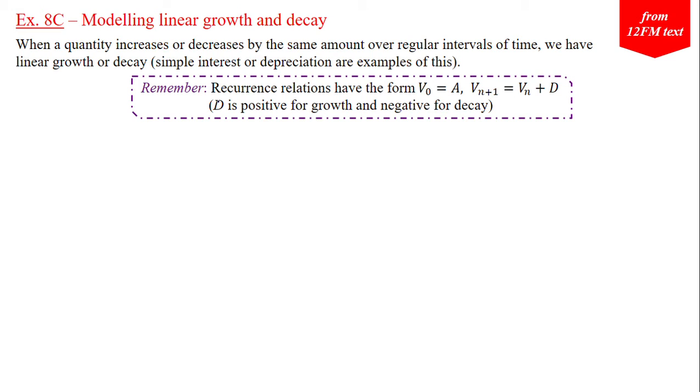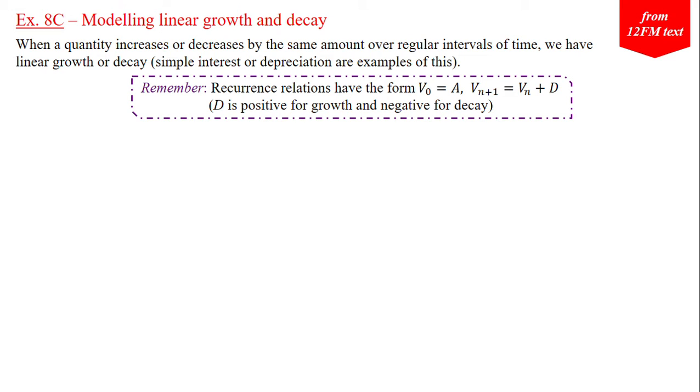Remember from our previous exercise that recurrence relations always have the form V0 equals A, so that's just your initial term or value, where Vn plus 1, so the next term in the sequence, is given by the current term Vn plus D, whatever the difference may be. D here is going to be positive if you have growth, and you'll have minus D, so a negative value for D, if decay is occurring.